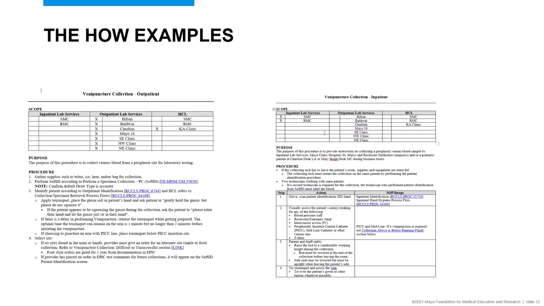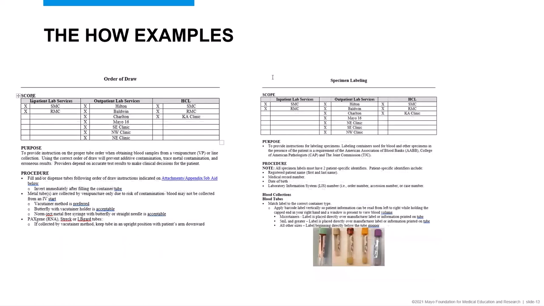Now you may be thinking, well, why are they different since it's all laboratory services? As I continue to move through review of the procedures, they are all slowly becoming updated to the new table format, because prior to me taking this role, they were written more as novels. Some of them are very, very lengthy and contain way too much information. Staff don't use them, so we're working on building them better for ease of use. So here's a couple more, an order of draw and a specimen labeling. And as you can see, again, the scope is there, the purpose is there.